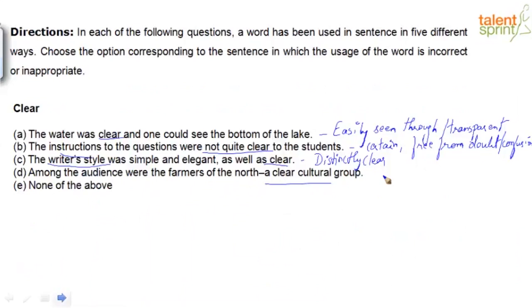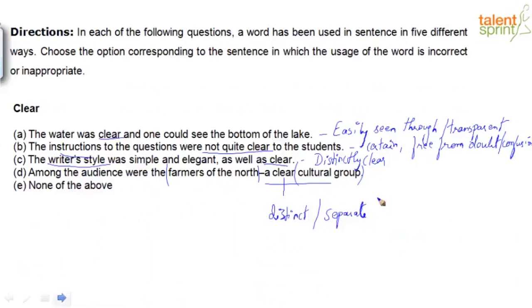Option D, among the audience were the farmers of the north, a clear cultural group. Now here, we are excluding a particular group from the audience. And here, the group that is excluded is farmers of the north. So they're talking about that specific cultural group. So here, instead of clear, what other word can you use? Distinct would be appropriate, right? Distinct or separate. Because you're basically excluding them from the rest of the audience.